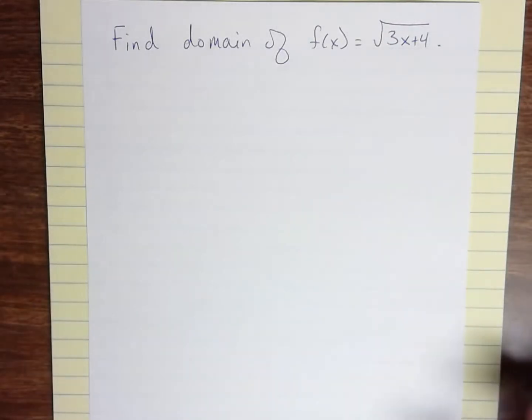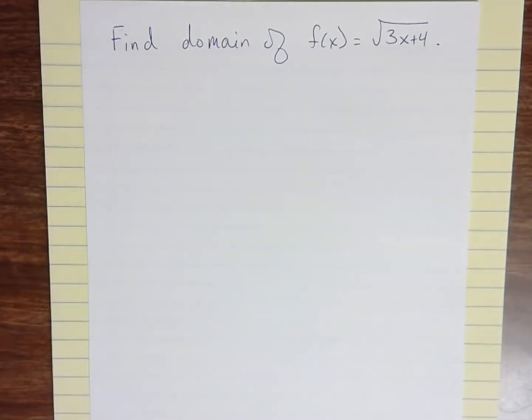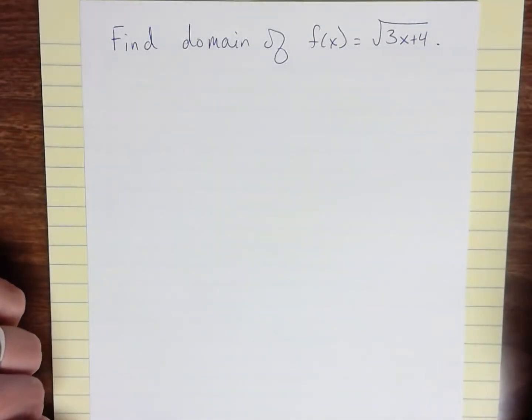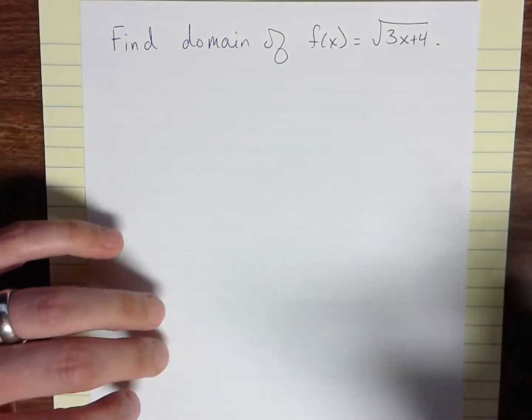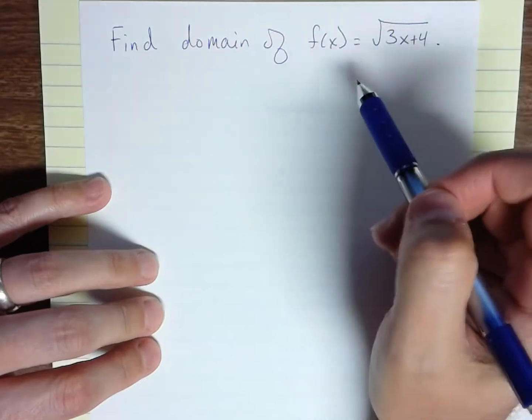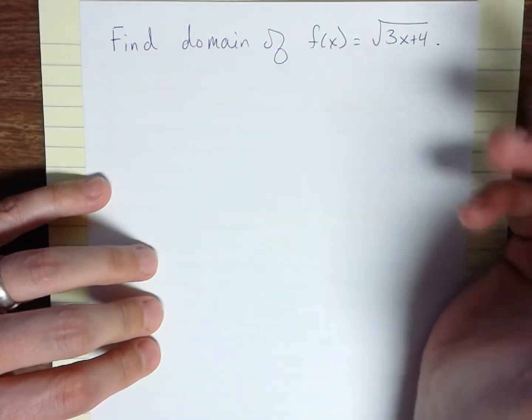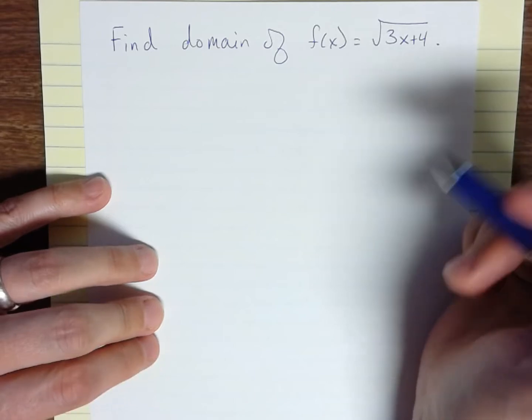Alright, here's our second example. Find the domain of f of x equals the square root of 3x plus 4. So we've got a square root function. The key here is we cannot take the square root or any even root of a negative number. It's not going to be defined in our real number system.